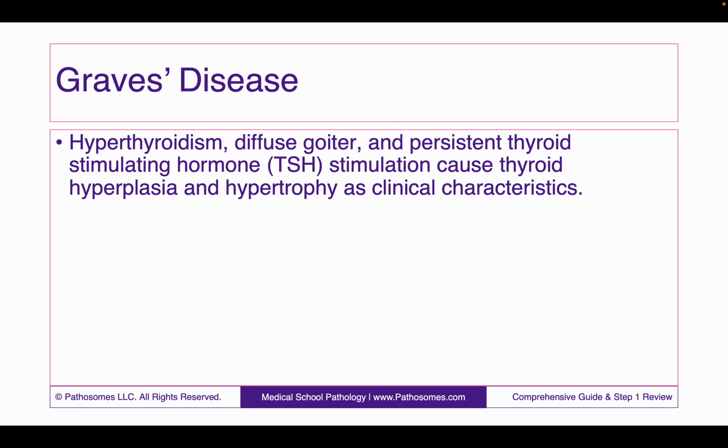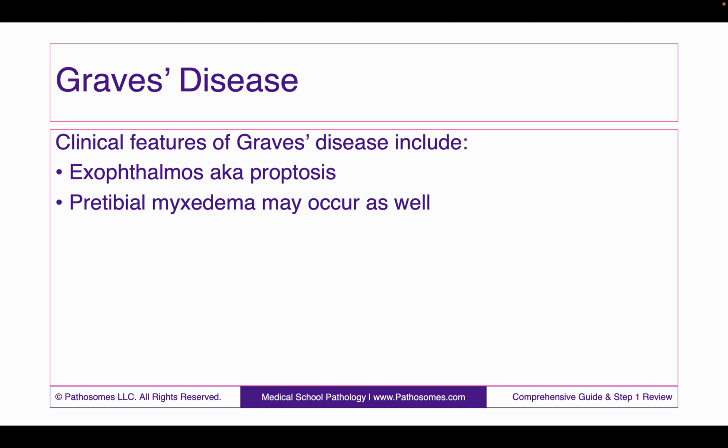Hyperthyroidism, diffuse goiter, and persistent thyroid stimulating hormone stimulation cause thyroid hyperplasia and hypertrophy as clinical characteristics. Now, what are some features of Graves' disease clinically? Well, as you've seen, no pun intended, exophthalmos, also known as proptosis, right, when the eyeballs are protruding forward out of the skull, as well as pretibial myxedema. You may also see that clinically.